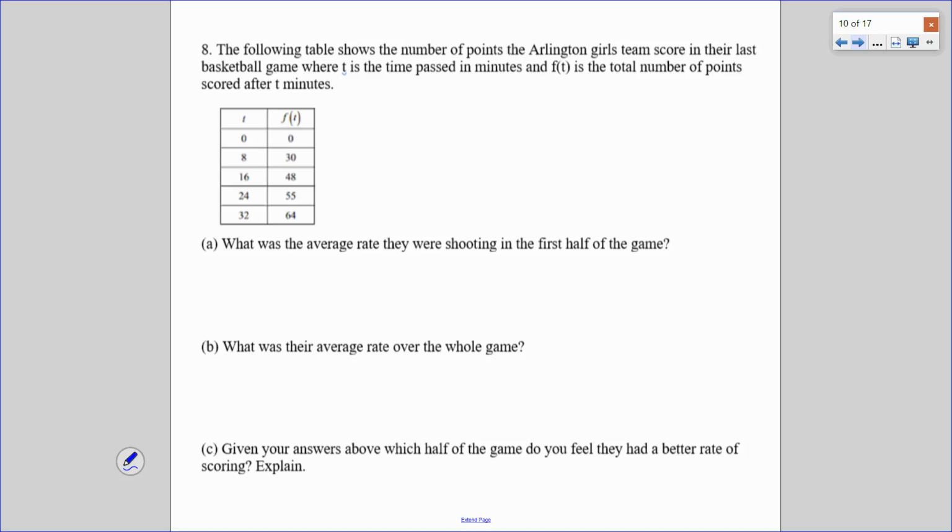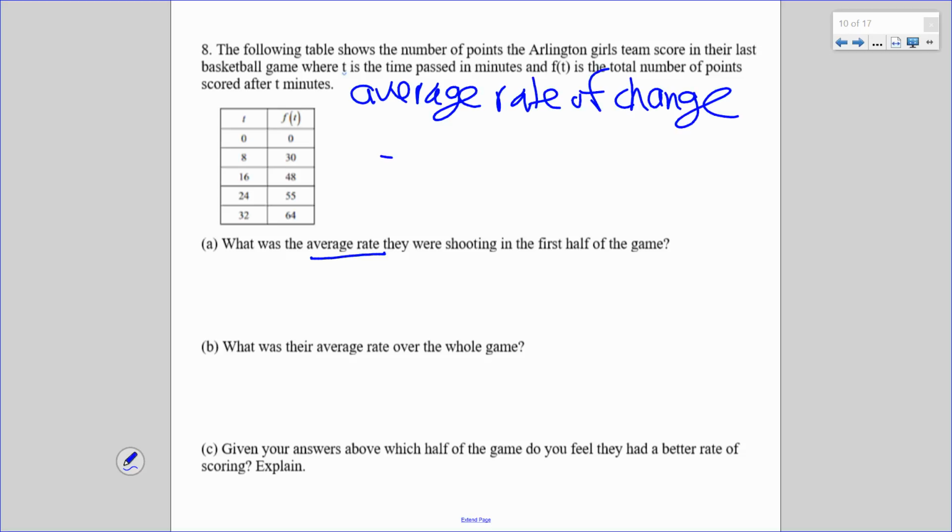The following table shows the number of points the Arlington girls team scored in their last basketball game, where t is the time passed in minutes and f of t is the total number of points scored for t minutes. Fantastic. What is the average rate of change? Average rate of change is f of b minus f of a over b minus a. If you know your formula, if you know your song, this is easy.